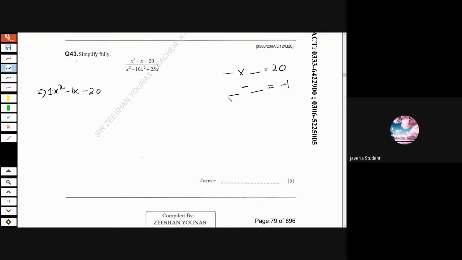It will be 4x minus 5x. So you're saying 4 into 5 and then 4 minus 5. Yeah, good. Okay, so x squared plus 4x minus 5x minus 20. Now just check: plus 4x minus 5x has to give you back minus 1x, because you don't want to change the question.